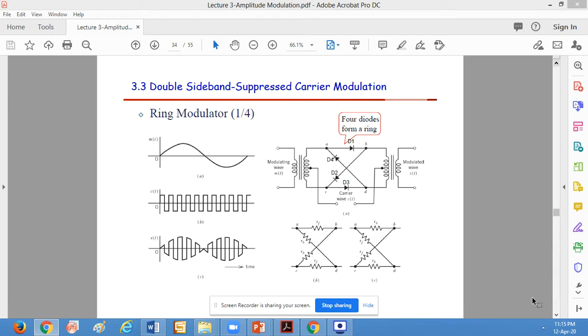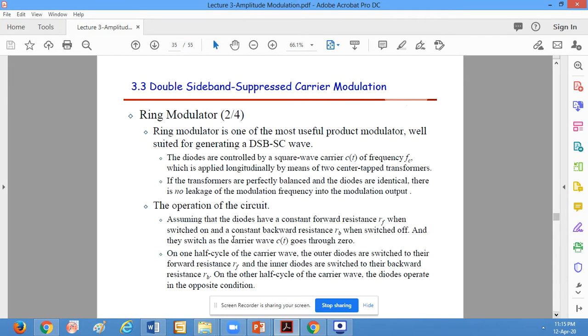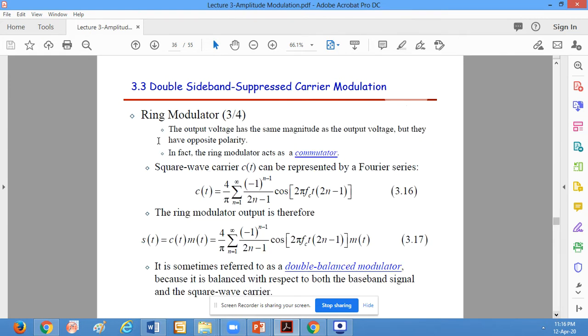So we'll study the operation of this circuit. We have assumed the diodes to have a constant forward resistance RF. On the positive half cycle of the carrier, the outer diodes are switched to their forward resistance RF, as described in the previous figure. On the negative half cycle of the carrier wave, the diodes are in the opposite conditions. So the output voltage has the same magnitude but opposite polarity. In fact, the ring modulator acts as a commutator over here.